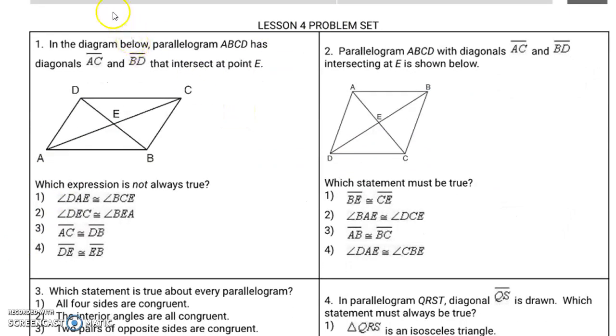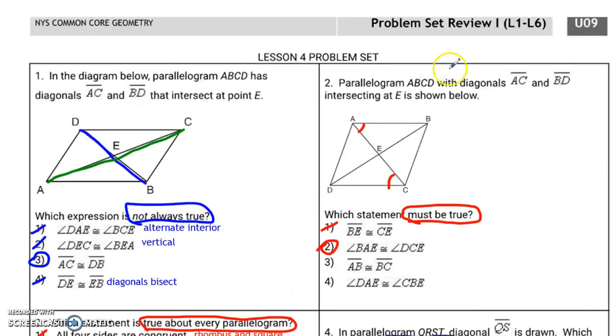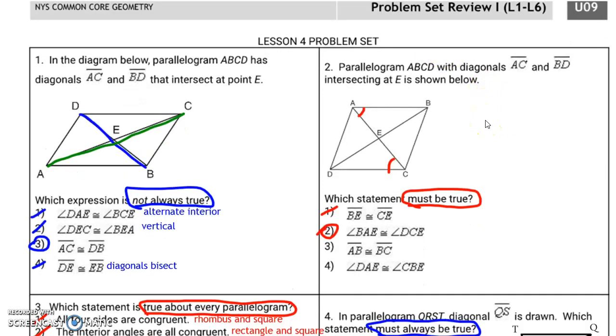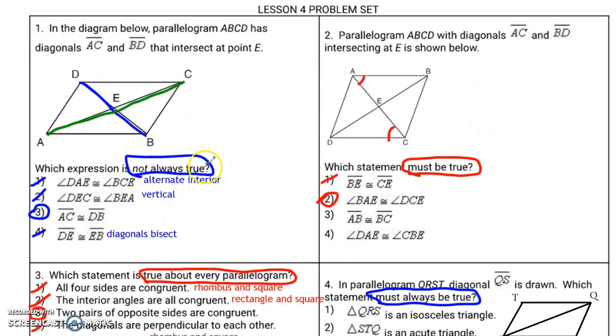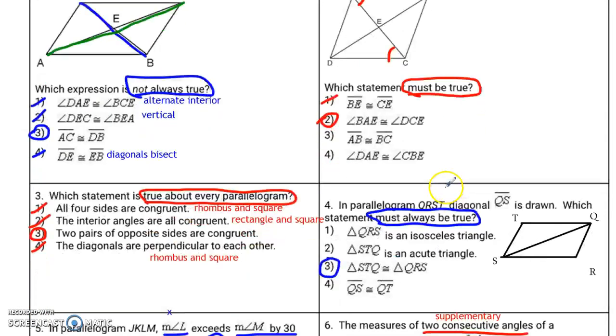Pause the video, try these out, and see if you got them right. This lesson was all about properties of parallelograms and using them to solve problems. You needed to know some of the properties of parallelograms to get this first one. We know that diagonals aren't necessarily congruent to each other. We also know that these alternate interior angles have to be congruent.